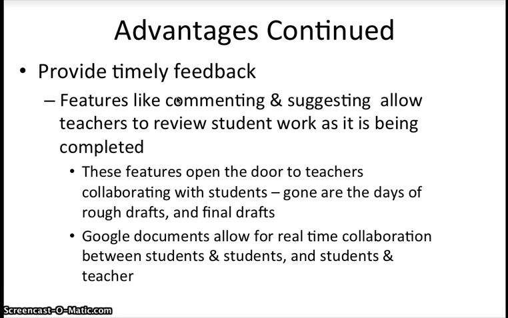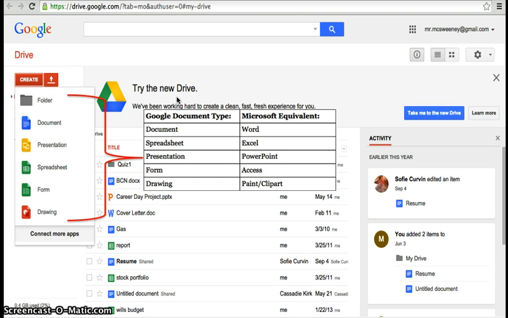Google Docs also allows for timely feedback. Features like commenting and suggesting allow teachers to review student work as it is being completed. These features open the door to teachers collaborating with students. Gone are the days of rough drafts and final drafts. Google Documents allow for real-time collaboration between students and other students, and students and teachers. This is a screenshot of the initial steps of creating a Google document.